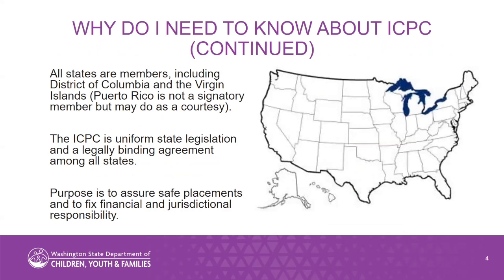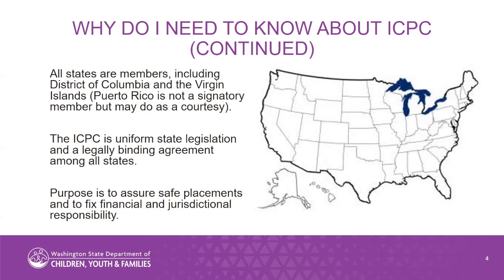Currently, all states are a party to the compact, as well as the District of Columbia and the Virgin Islands. Puerto Rico is not part of the compact, but they do try to assist if we have a family there that were to be assessed for placement. So they do assist.